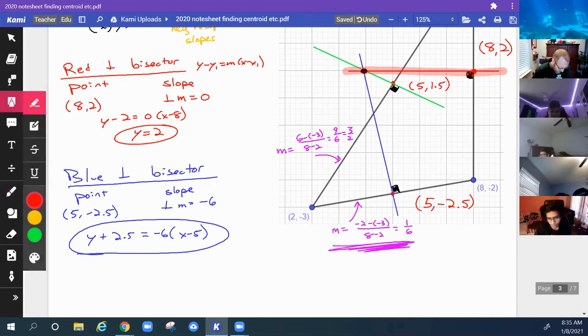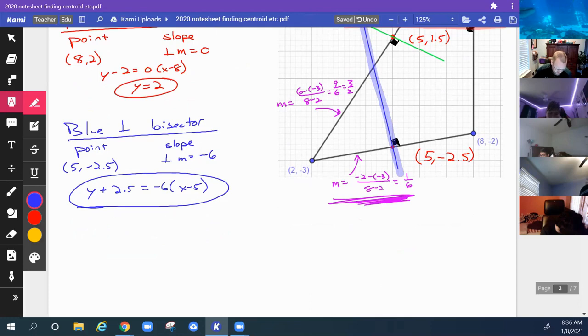And so that's where we need to understand. What I did is I found the equation of this line right here. Ooh, that was not straight at all. Let's see if I can do a little better. So I found the equation of this line right there. And now I just want to find that intersection point. So remember, the intersection point is the solution to the system of equations.